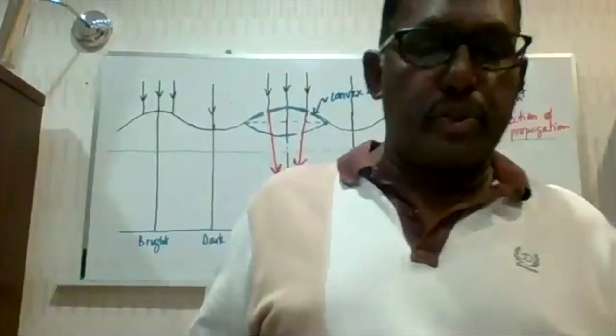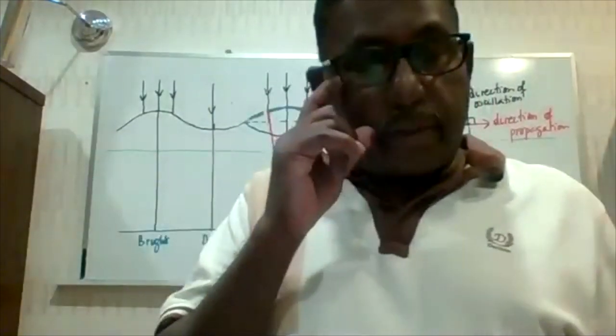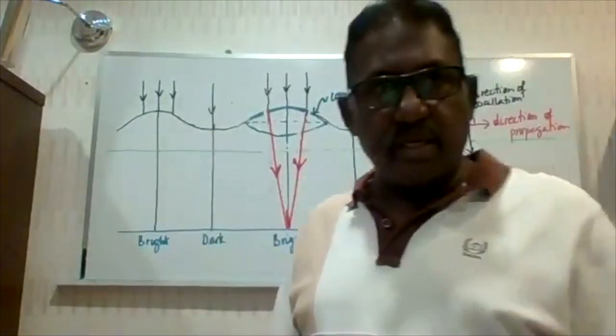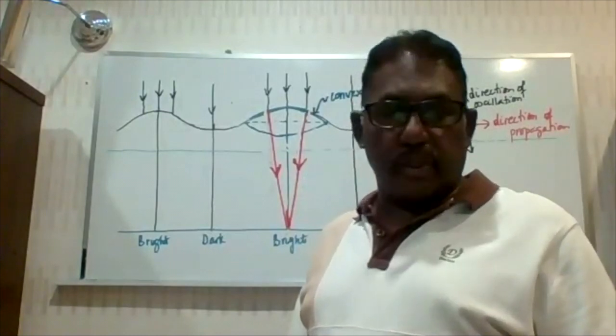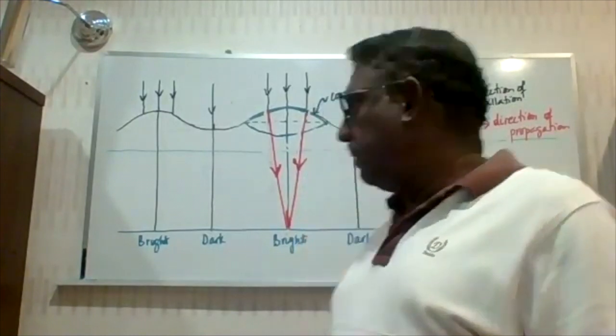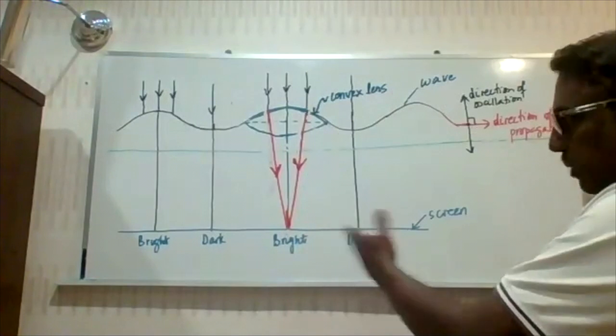All right, let's continue now. You are required to mark one distance which is equal to the wavelength of the water wave, and label that with the symbol lambda. So this is what you have.